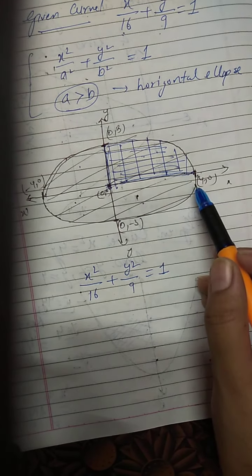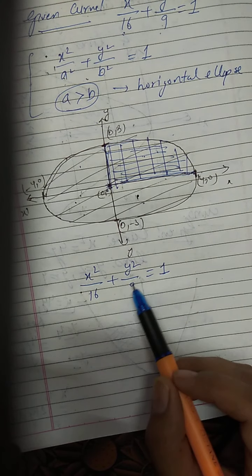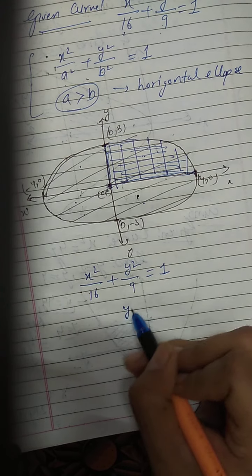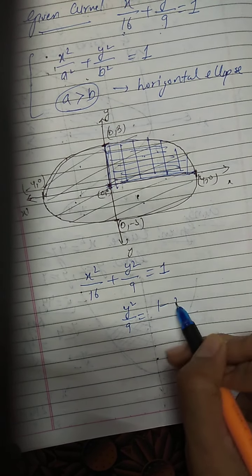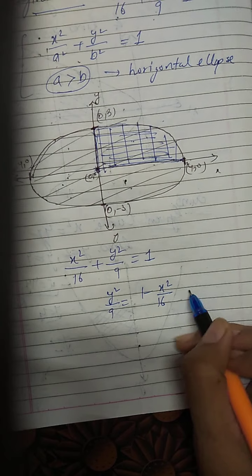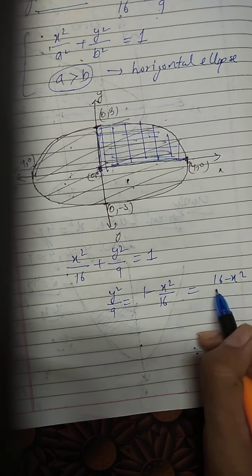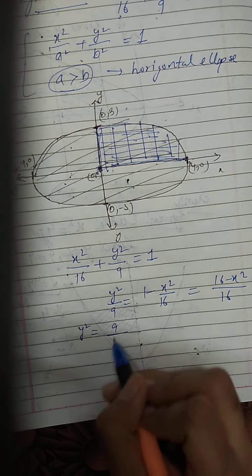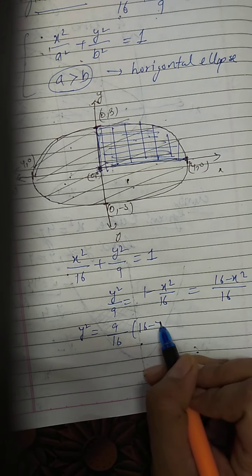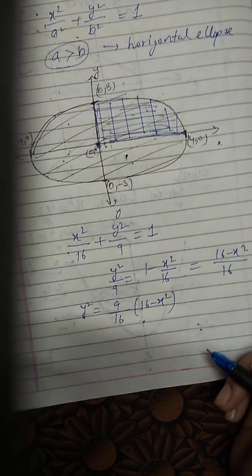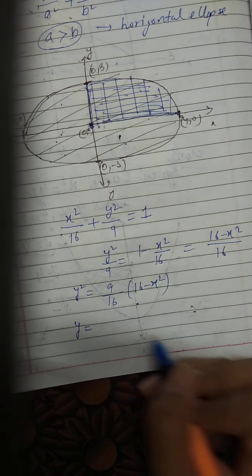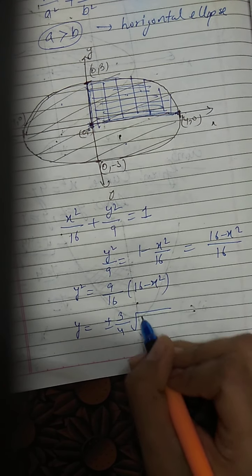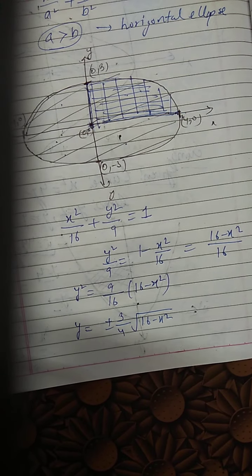So if I want to find the area along x-axis, I will write my entire function in terms of x. So we will get here y square by 9 equals to 1 minus x square by 16, that is 16 minus x square upon 16. So the value of y square will be 9 by 16 into 16 minus x square, which implies the value of y will be plus minus 3 by 4 into root of 16 minus x square.